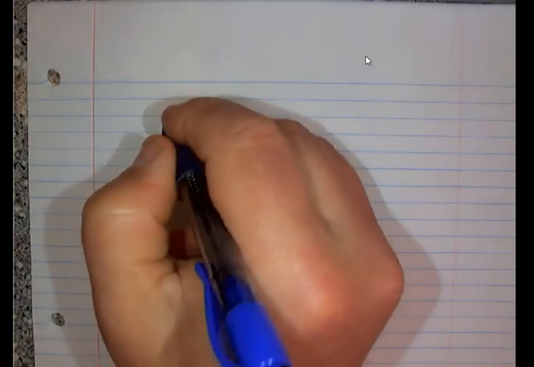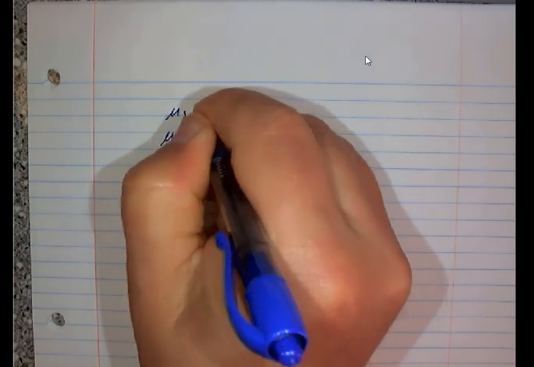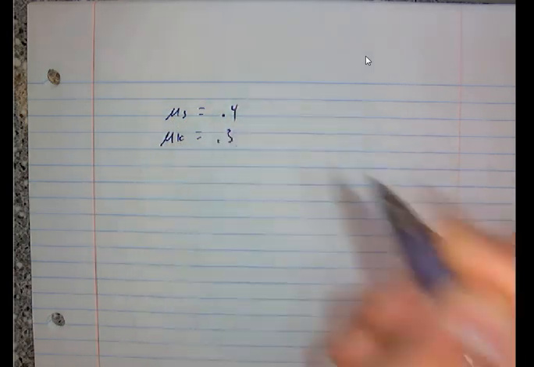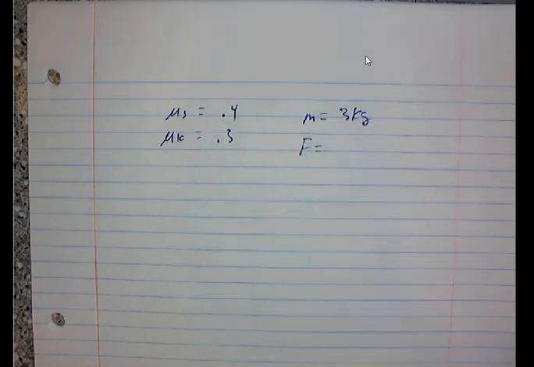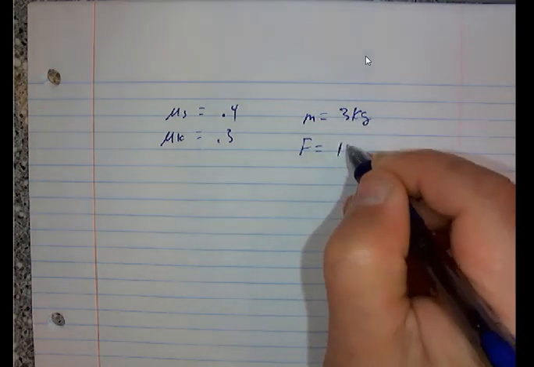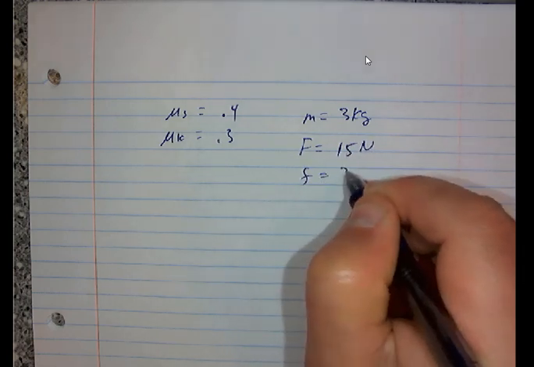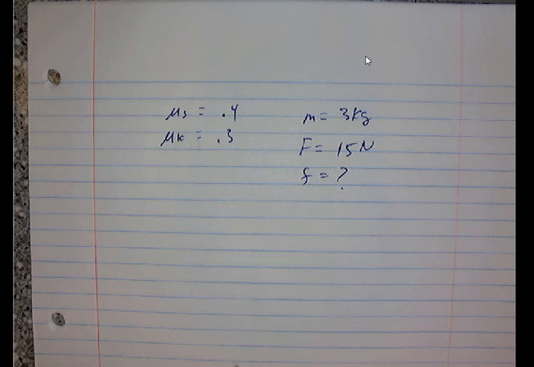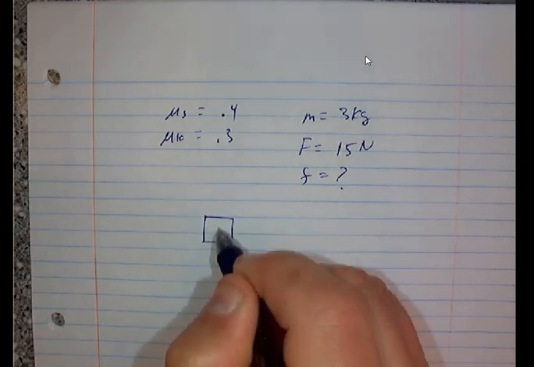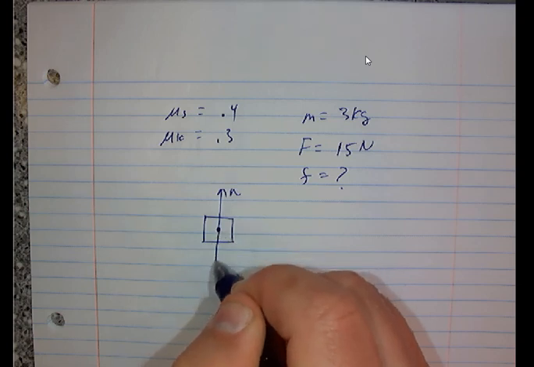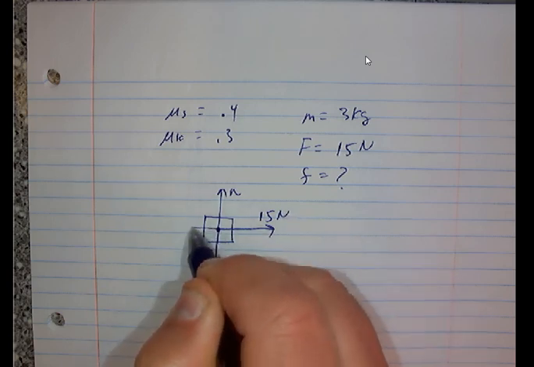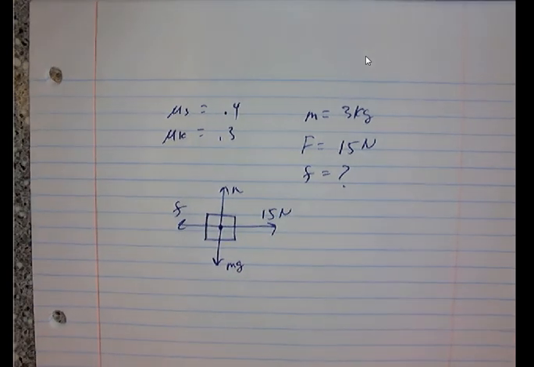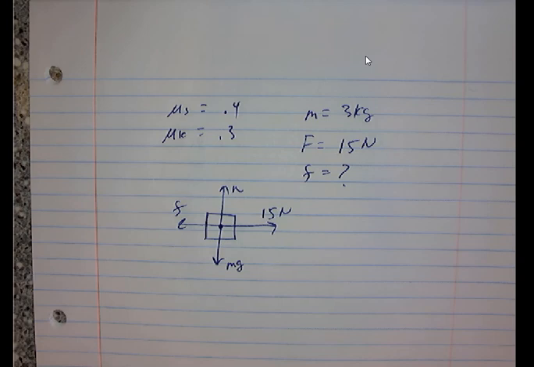Okay, so the coefficient of static friction, coefficient of kinetic friction, and they're actually given 0.4 and 0.3. Okay, we know the mass. That's also given here, 3 kilograms. And we're applying a force, some outside force of 15 newtons. And we want to see how much friction is. Let's draw the picture for this one. So normal force, mg, we're applying 15 newtons here. How much is friction? So with this sort of problem, we have to figure out which regime are we in.